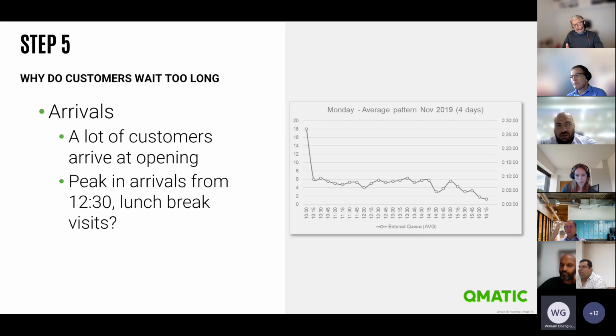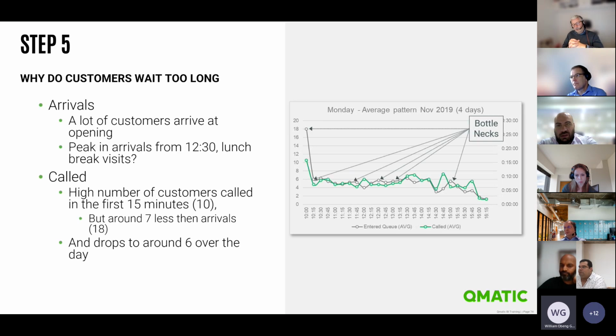So I got this pattern for arrivals. The next thing I put in there is how many customers are actually called. Keep in mind, arrived is when people take a queue number. You remember the bottleneck picture? Now they're sitting in the waiting area, and then counters are opened by staff members and they push this button to get people out of the waiting area. And you can already see the bottleneck moments. A bottleneck moment is simply when more customers arrive than people leave. That's what you call a bottleneck moment.